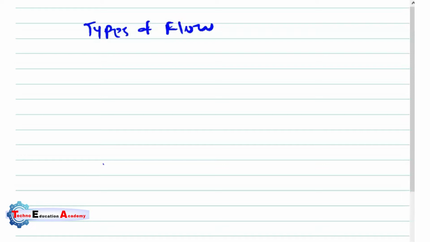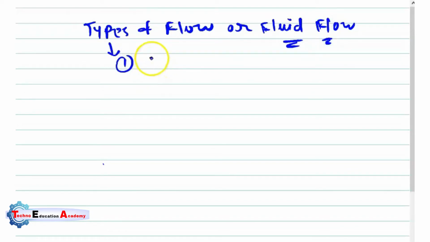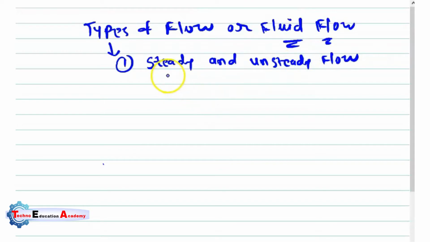First of all, the types of fluid flow. The first type is steady and unsteady flow.